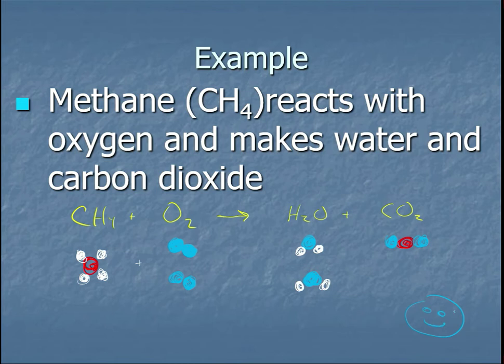So when this was balanced, it took 1 of the methanes. I need to have 2 of the oxygens, 2 of the waters, and 1 of the carbon dioxide to make it balanced. That's an example of a balanced chemical equation. To make the statement again, we're not allowed to change the compounds, but we are allowed to duplicate them in order to figure out how many of each of the compounds we need.